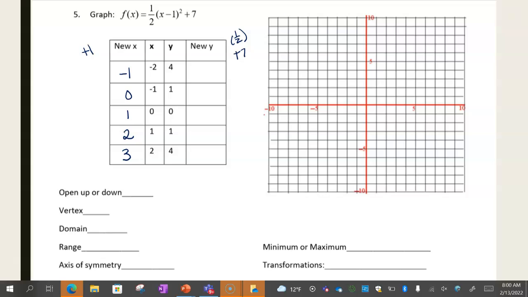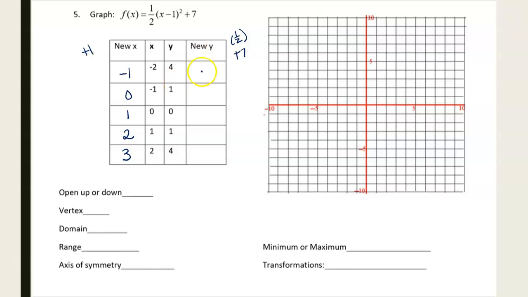So our new y's, we're going to take half of 2, which is 1, plus 7, which becomes 8... half, yes, we can do it. Half of 0 is 0, plus 7 is 7. So we're going to climb back the other side.